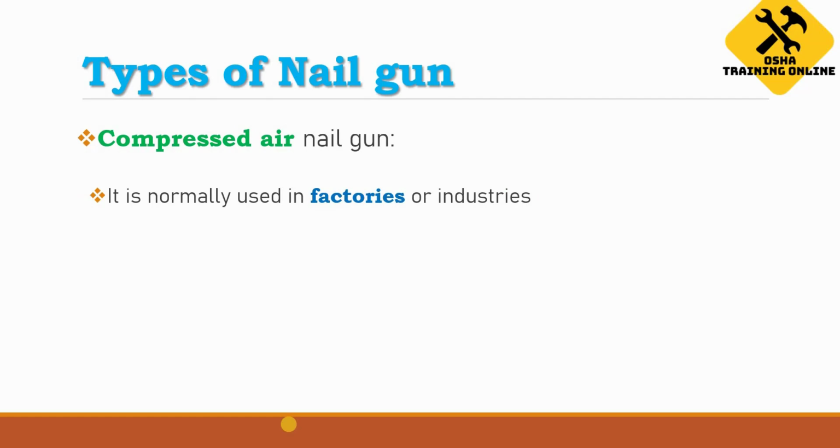Now the next question is what are some of the types of nail guns. The first one is the compressed air nail gun. This is usually operated with compressed air and is normally used in factories or industries. I cannot show you a picture of this kind of nail gun. You can Google it and find it, as we cannot take Google pictures.